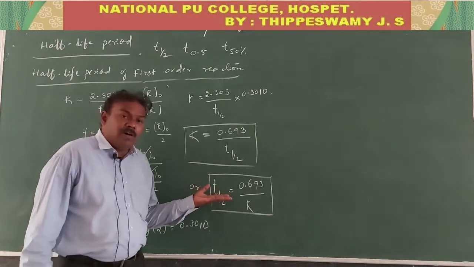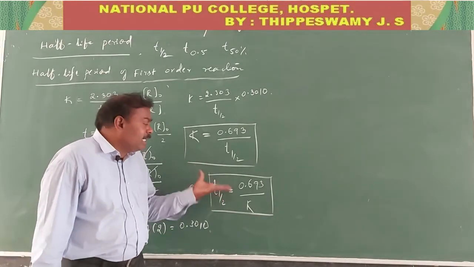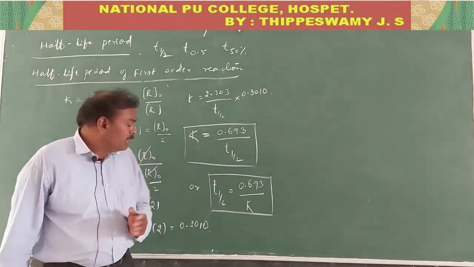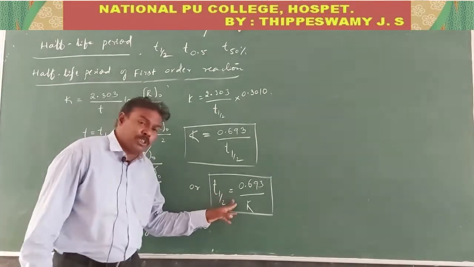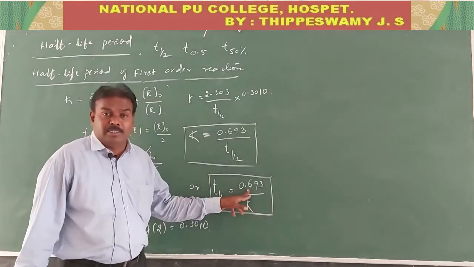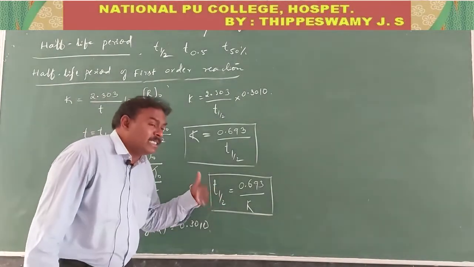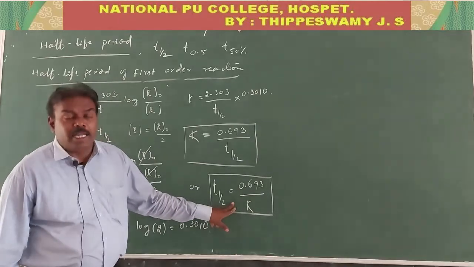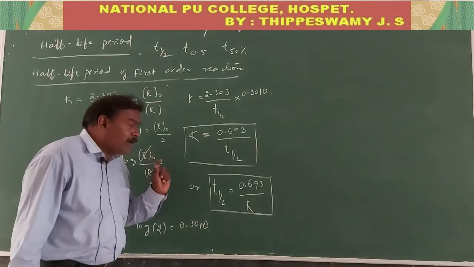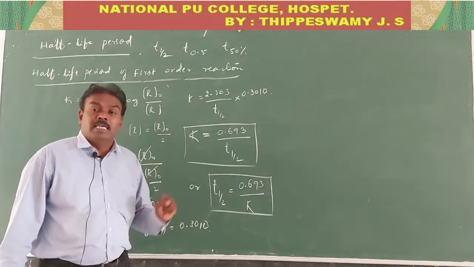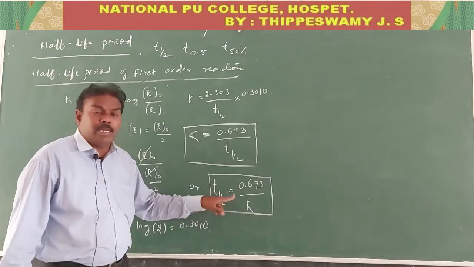How does this form show that the half-life period of a first order reaction is independent of the initial concentration of the reactant? You see, R naught is the initial concentration term. In this expression there is no initial concentration term R naught. Hence we can say that the half-life period of a first order reaction is independent of the initial concentration of the reactants. So this is the point to remember regarding the half-life period of a first order reaction being independent of initial concentration of the reactants. It is very, very, very important.